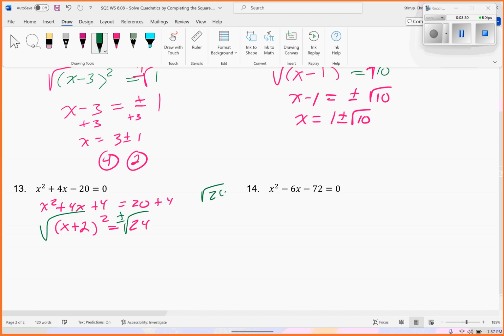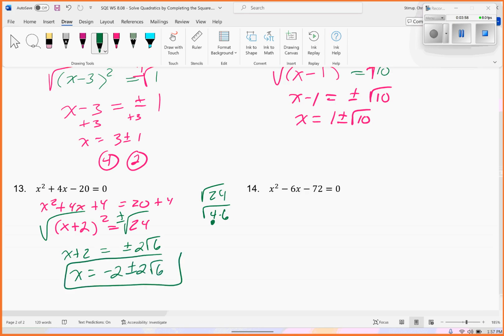And then root 24 will break down to what? Which one of those perfect squares times something else? 6 and 4. Cool. So 4 and 6. 4 is the perfect square, so square root of 4 is 2, so I get this. Subtract 2 from both sides.